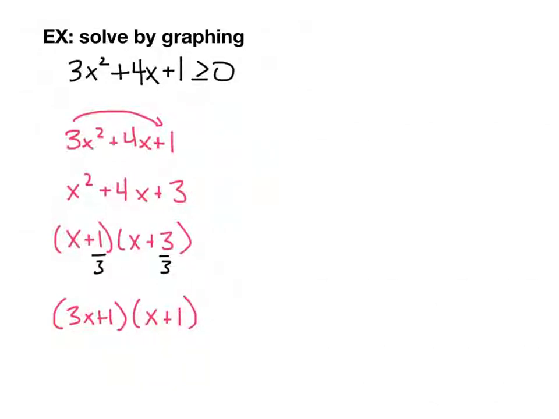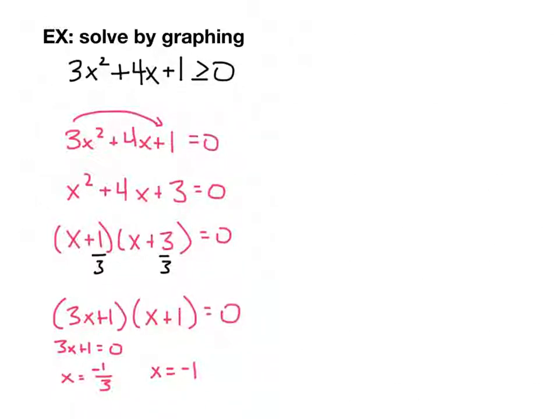Okay, from those factors, I can find my critical values by setting each of them equal to 0. So 3x plus 1 equals 0. x is going to equal negative 1 over 3. And for x plus 1, if I set that equal to 0, I get x equals negative 1. And honestly, the whole time I should have set this equal to 0, so that way at the end we could solve for our x-intercepts, which were our critical values.